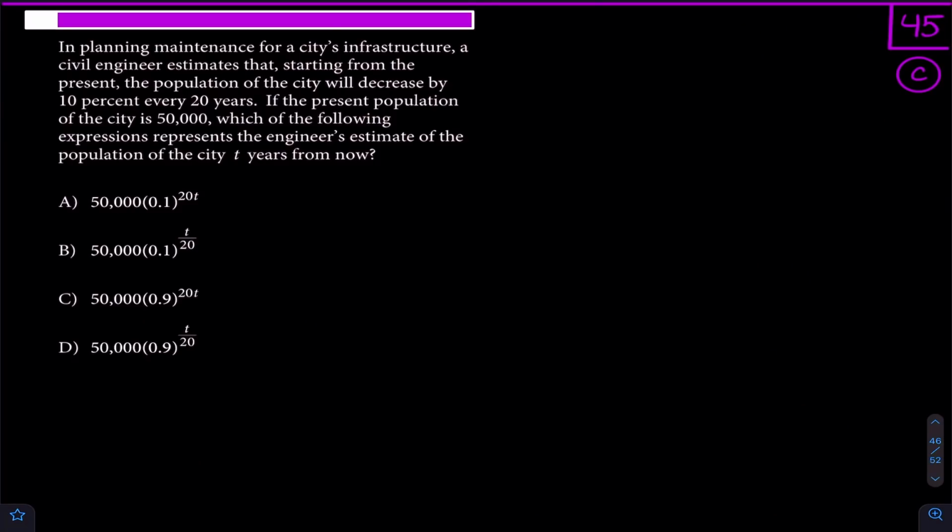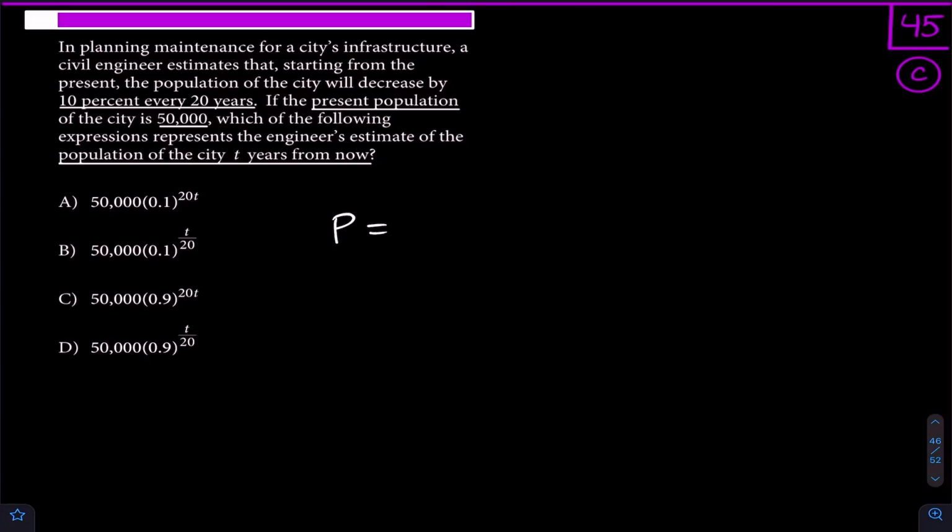And so you might already be thinking, oh, well, I know what the form for an exponential function is. We'll talk about that later. But we should probably start underlining this type of information. If the present population of the city is 50,000, so that's your starting population. I want to get nice underlines for all of this. There we go. So if the present population of the city is 50,000, which of the following expressions represents the engineer's estimate of the population of the city t years from now? So we are trying to find P. We're trying to find the population of the city after t years.